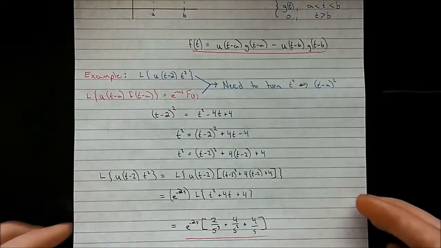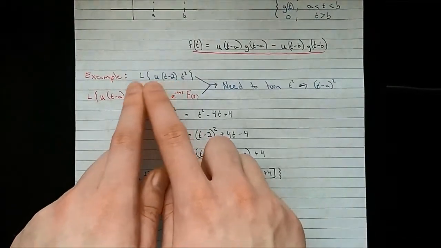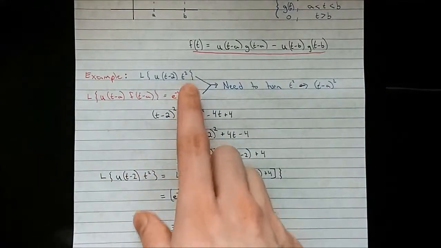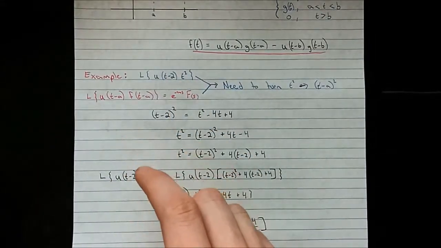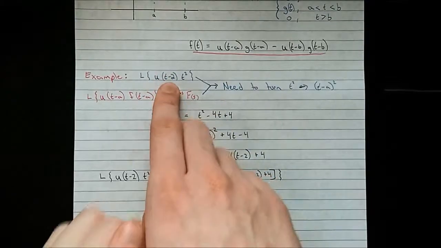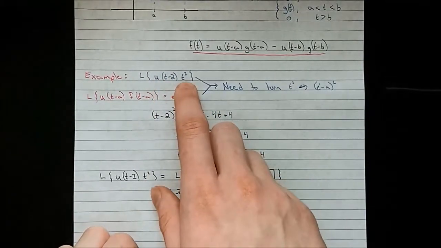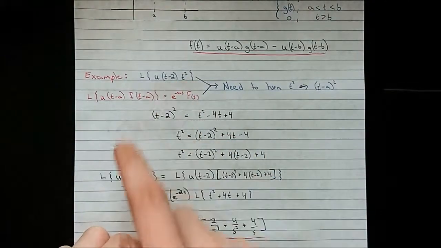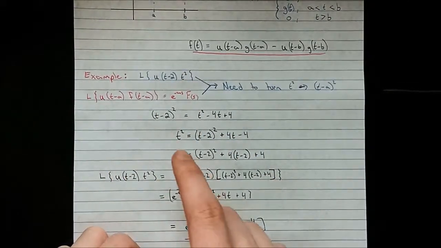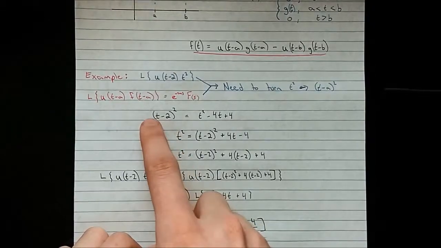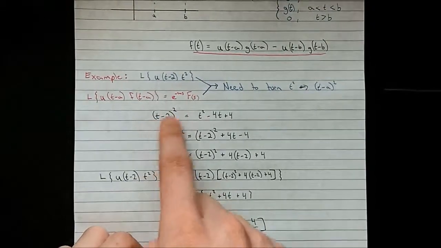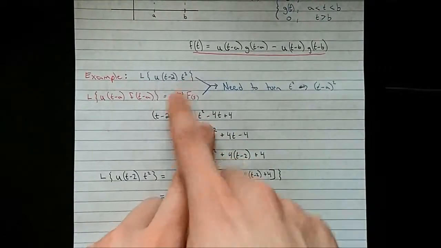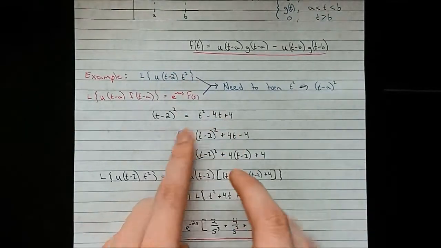Second example, find the Laplace transform of u at t minus 2 times t squared. Now remember, we need f at t minus a. In this case, our a is 2. So we need this t to be some function of t minus a, or in this case, t minus 2. So what we're going to do is we're going to take t minus 2 squared, which is t squared minus 4t plus 4. But we can't just plop that in there because that's not the same thing. It would change our function.